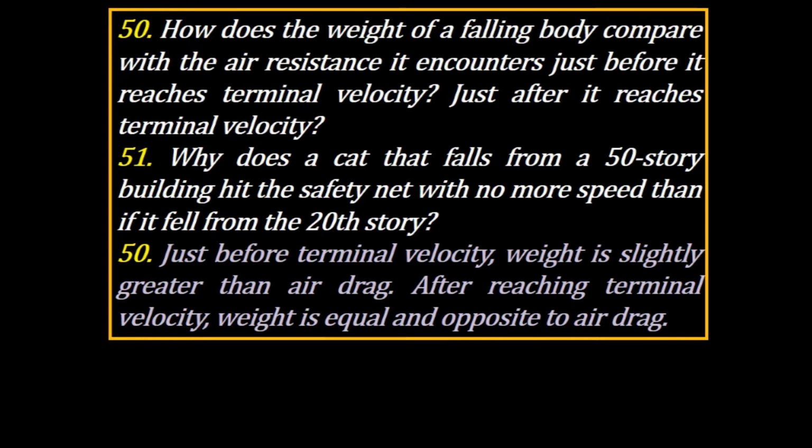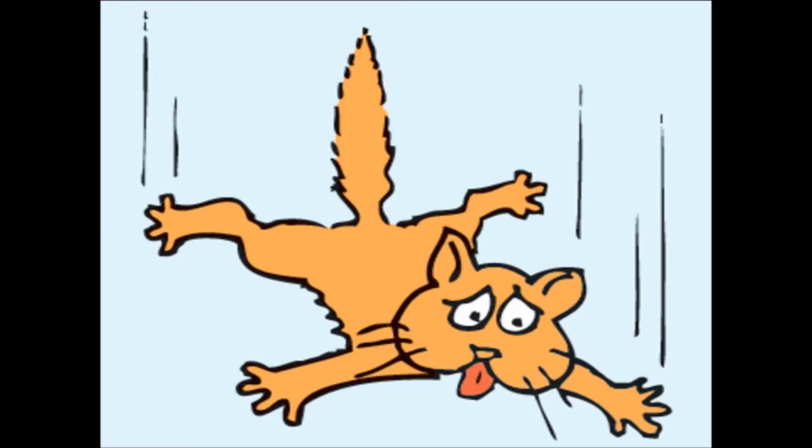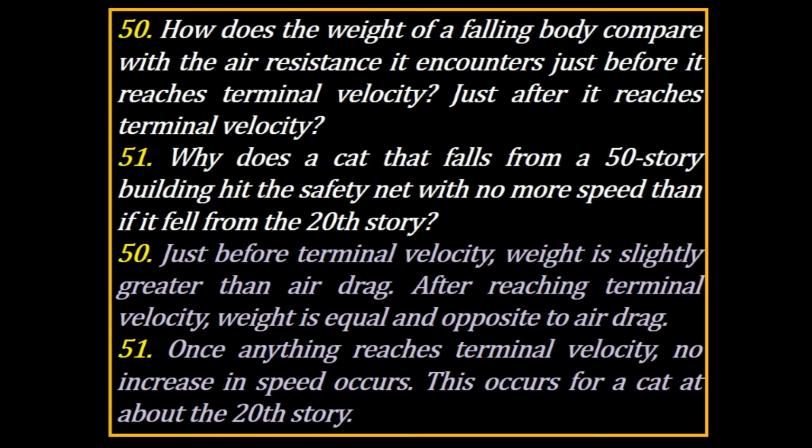Anyway, number 50, just before terminal velocity, weight is slightly greater than air drag. After reaching terminal velocity, weight is equal and opposite to air drag. So at terminal velocity they're equal, so there's not a problem with that. When they reach terminal velocity, the air drag's equal. So here's Mr. Cat falling from a 50-story building, and he's going to be safe. He's going to be fine.